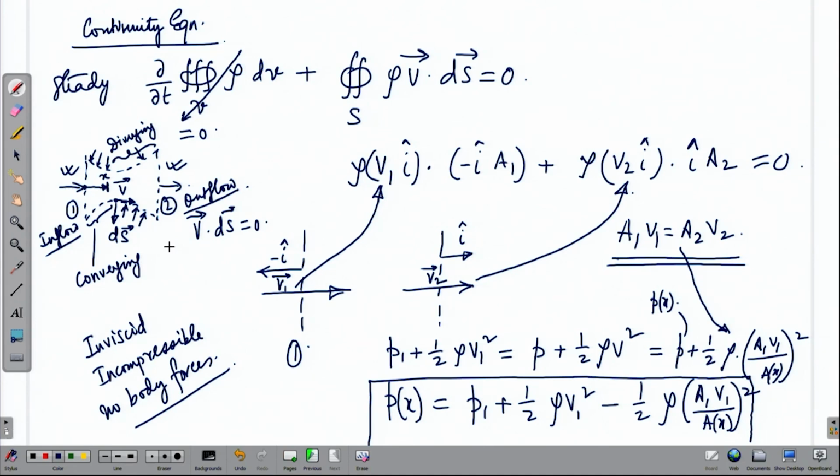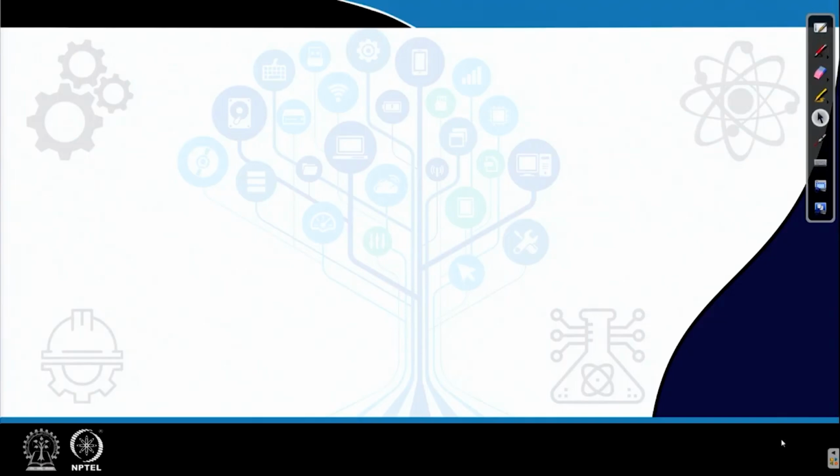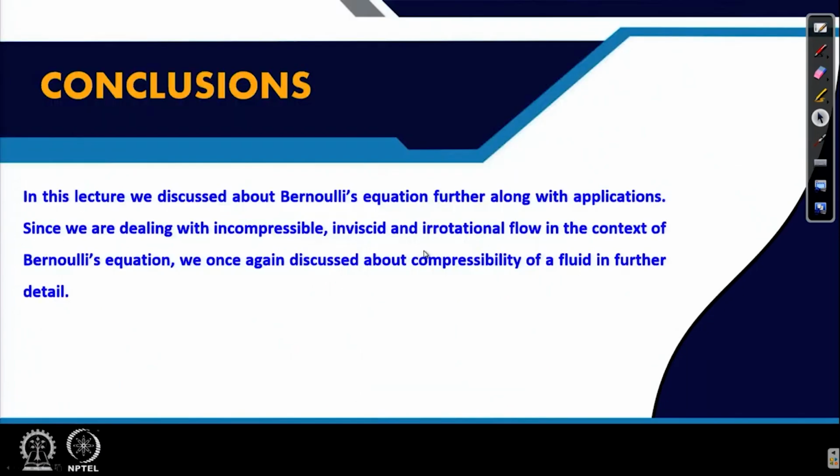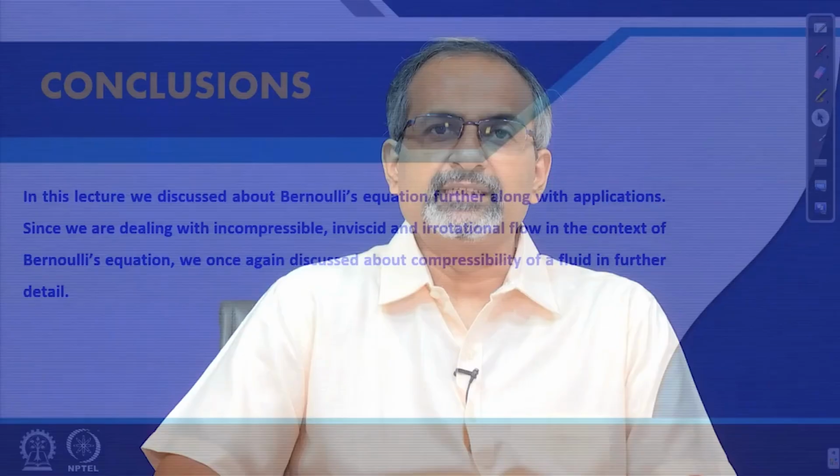So, we have looked at the issue of compressibility, and we have also discussed some aspect of Bernoulli's equation through applications. So, in this lecture we discussed further applications of Bernoulli's equation, and since we were dealing with incompressible inviscid flows, which could be both irrotational and rotational in the context of Bernoulli's equation, we once again discussed compressibility of a fluid in further detail. Thank you.